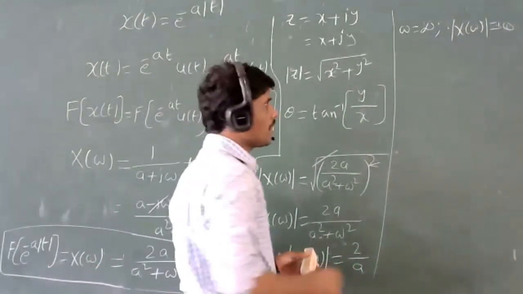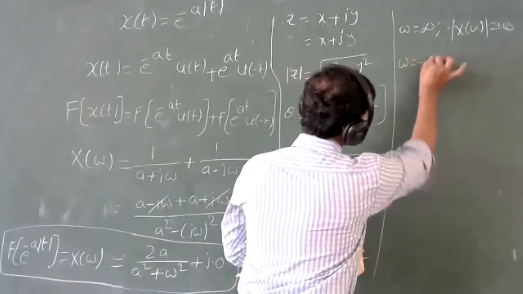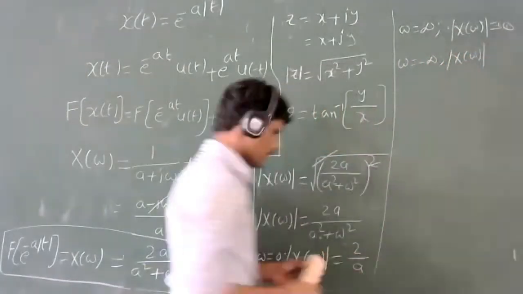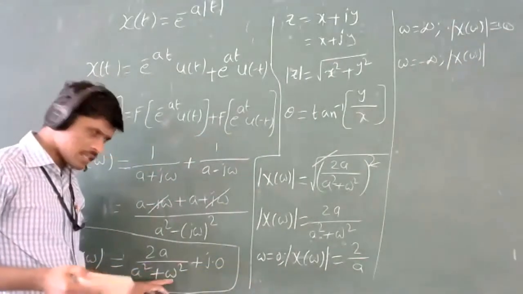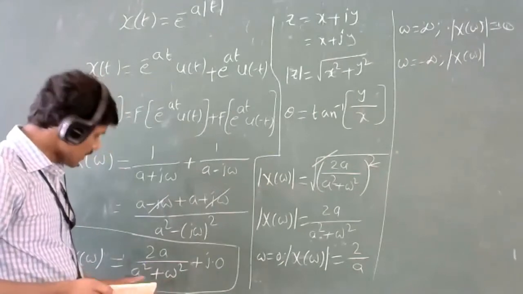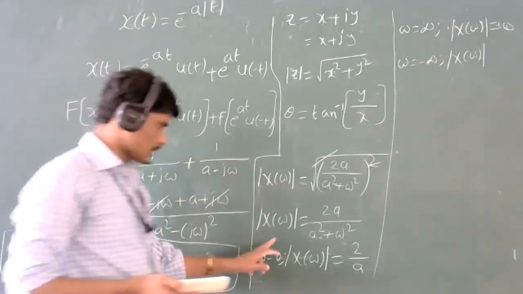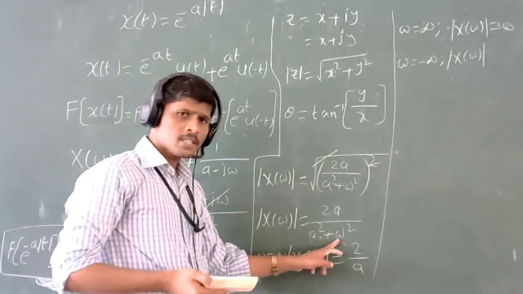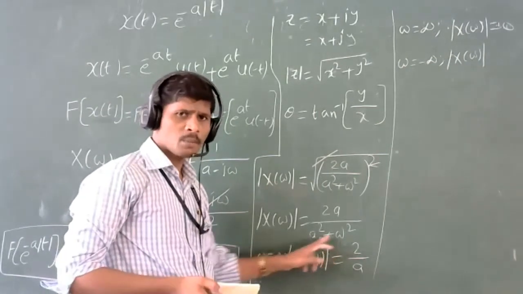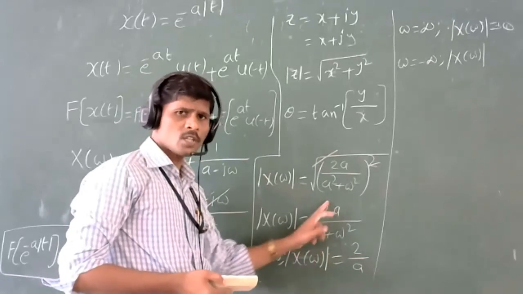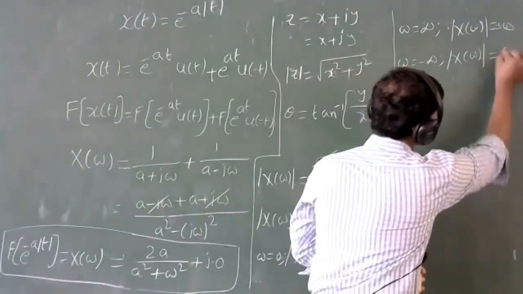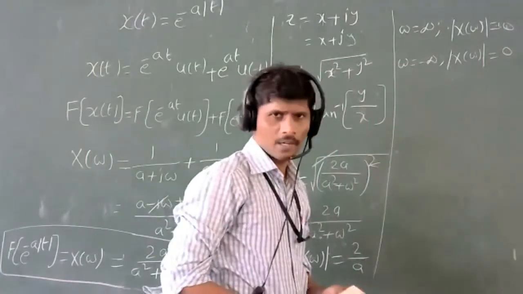Next, omega is equal to minus infinity. If omega is equal to minus infinity, then what is the magnitude of X of omega? In this equation substitute omega is equal to minus infinity. A square plus minus infinity square. Minus infinity square is infinity square. Infinity plus constant is infinity. Constant by infinity is 0. So those are the magnitude values.